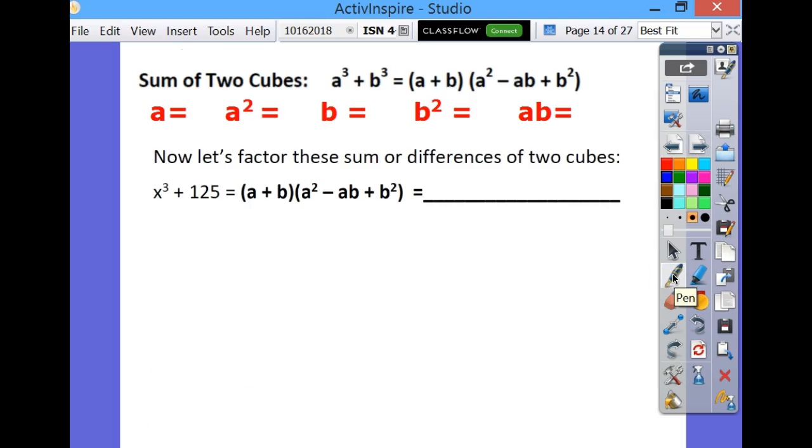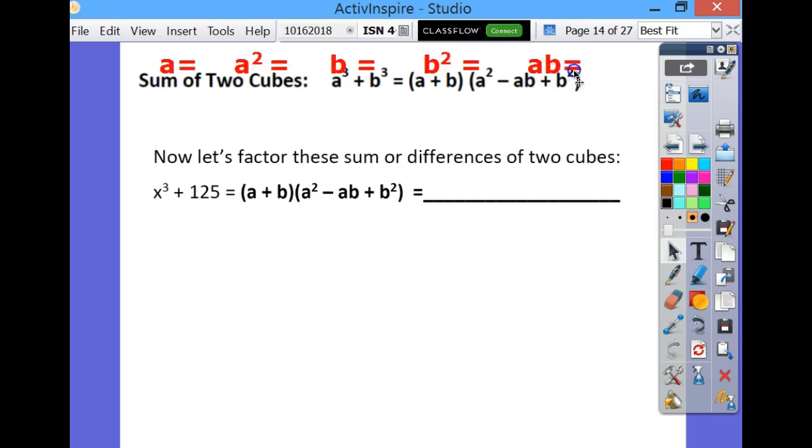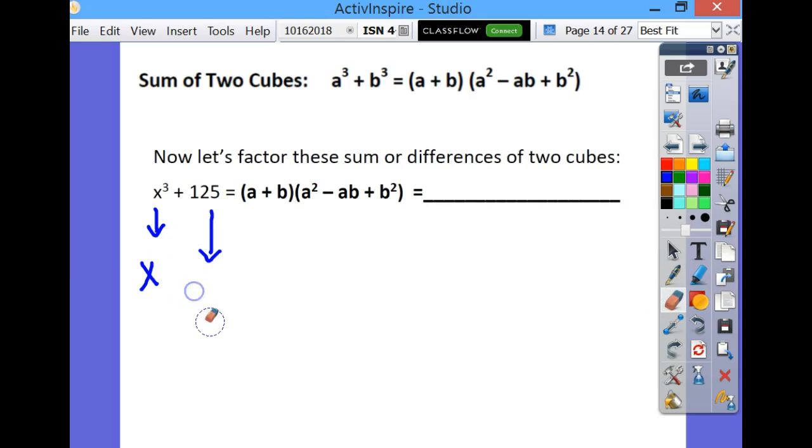Okay, here's your next problem. So to get started, I've got to know what the A and the B are. The A and the B are the numbers that are raised to the third power. Right here, X is raised to the third power. But right here, 125 is some number raised to the third power.